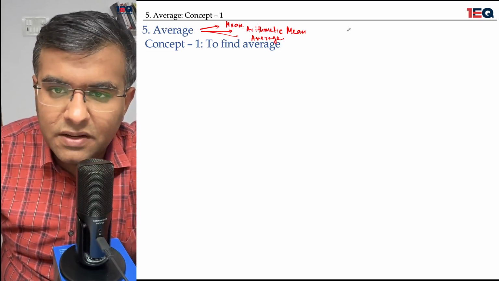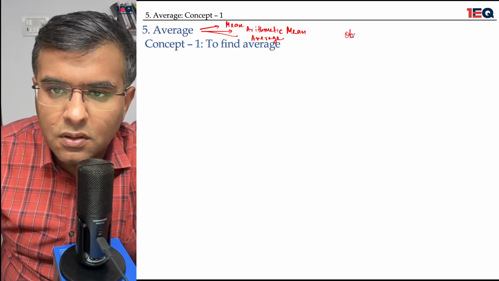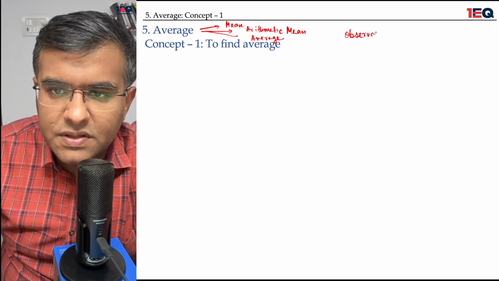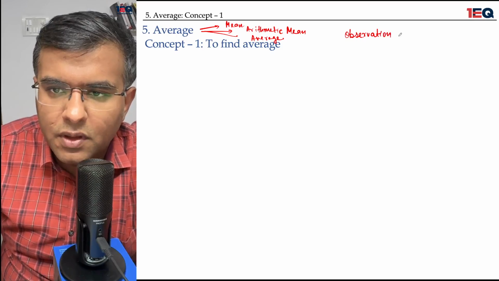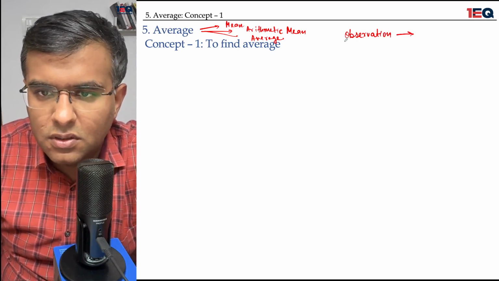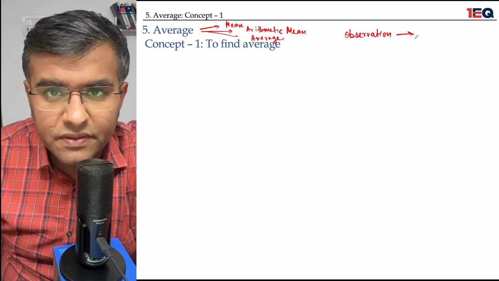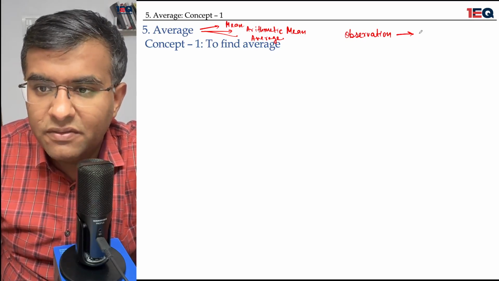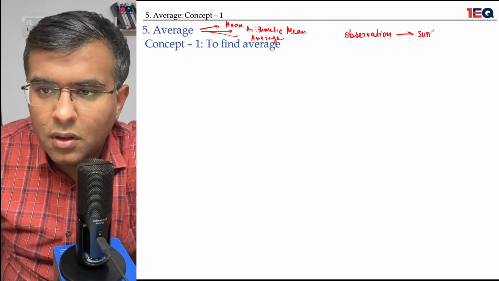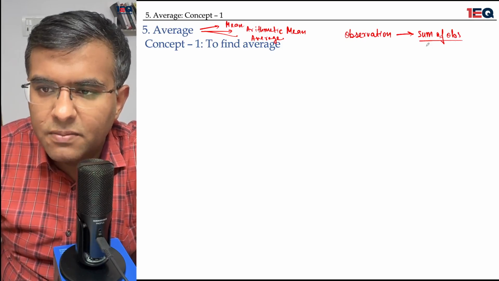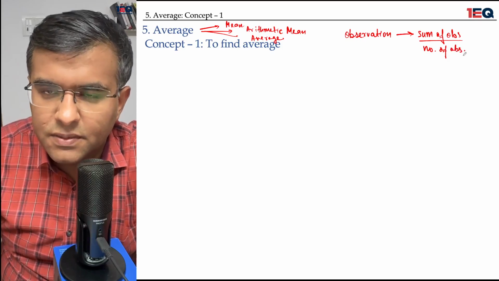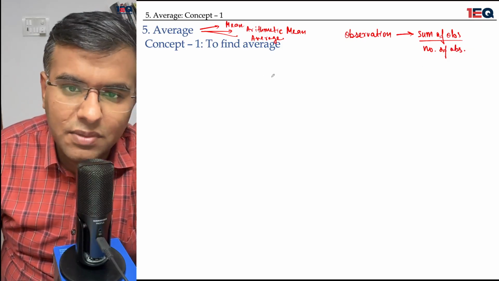So what happens when I talk about average? Let's say that we have a few observations, and when I say I need to find out the mean or the average of these observations, at that time I need to have the sum of observations divided by the number of observations. It's as simple as that.